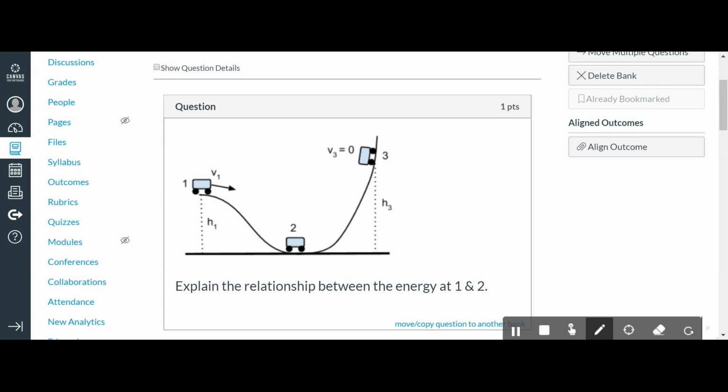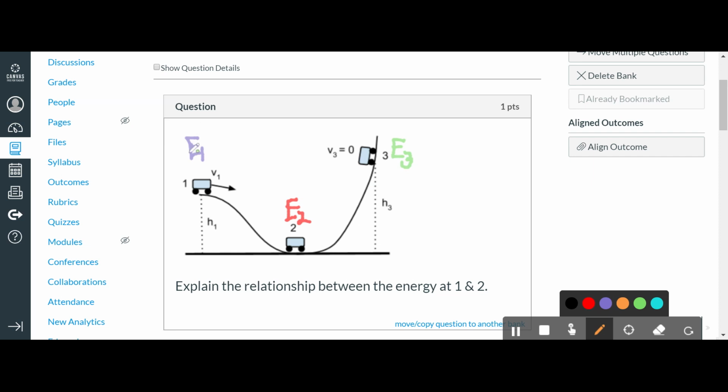So, this is part two of determining the relationship between the energies. And last time I left you with the challenge of figuring out what was going on at three. So, quick review. This is E1. This is the energy at 1, and this is point 1. This is E2. This is the energy at 2 and point 2. And this is E3. This is point 3 and the energy at 3.